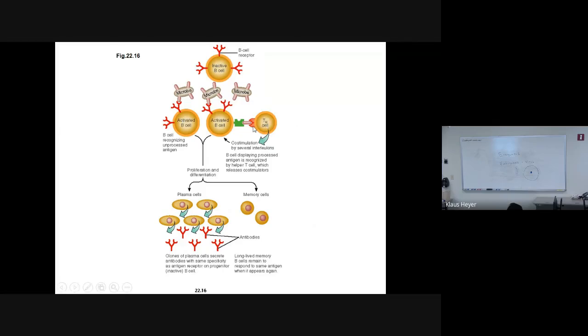So that's like the helper T cell. The helper T cell gives it the permission to go ahead and start becoming plasma cells, and they start becoming a whole bunch of plasma cells. So B cells become plasma cells. Plasma cells are going to secrete antibodies.